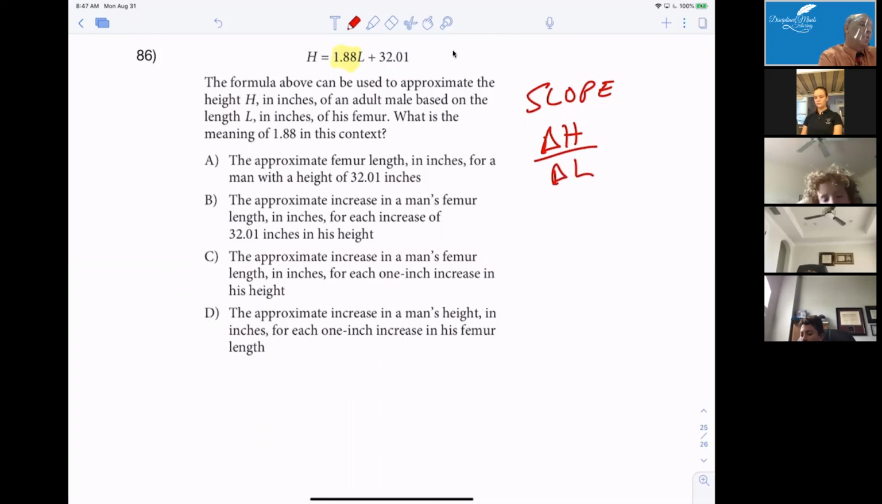So what does H represent? In the word problem, what does H represent? The height, right? Does everybody agree with me? It represents the height. And what does L represent? Length of what? Yeah, that's right. The femur length. Does everybody agree with that?